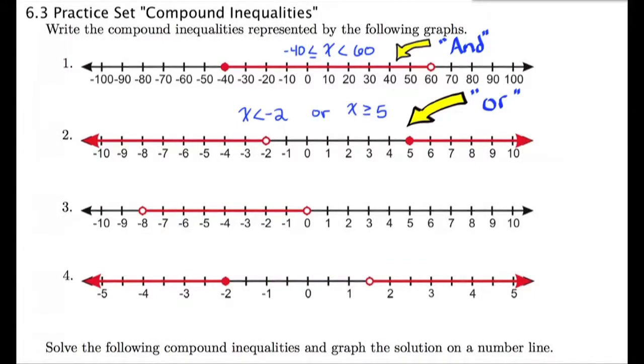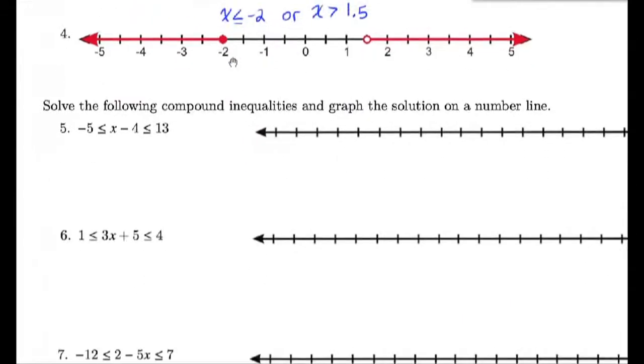In this case, we have the shading going away from each other, whereas in number 1 and number 3, the shading looks like a segment going towards each other.